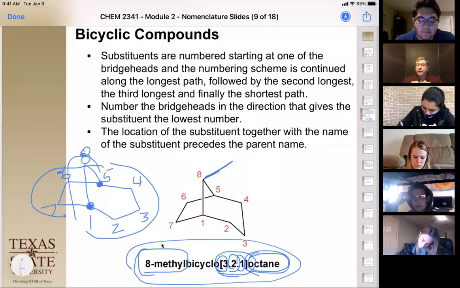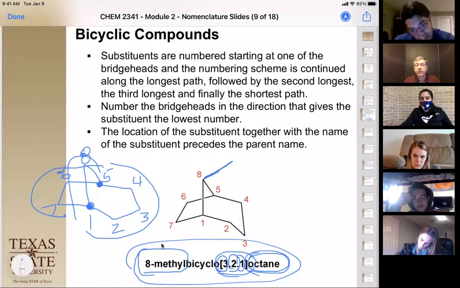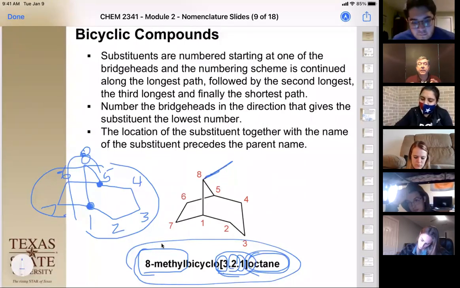We have brackets, we have dots. Those are only found in bicyclos. And we number the longest bridge first, and we number all 8 carbons. So those are slightly different rules for the bicyclos. Everything else follows those other rules we were talking about.